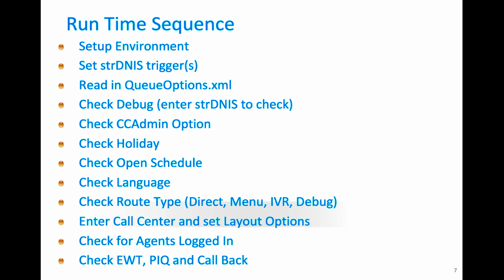We enter the call center. We know what CSQ to go to because we pulled that out of the queue options based on the string DNIS. And we're able to create different layouts. So if you want to push stuff out to your agents based on which CSQ they're in, you can use this to set up layouts, which you'll pass back to the server. And the next thing we do is check for agents logged in. The last thing we want to do is send a caller to a queue that has no agents in it.